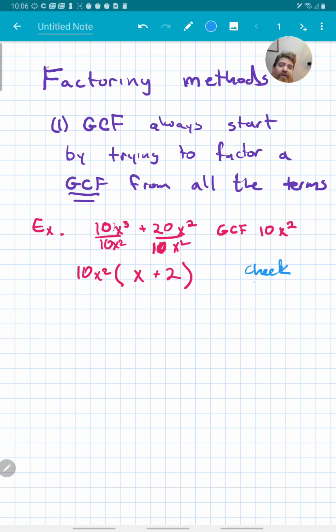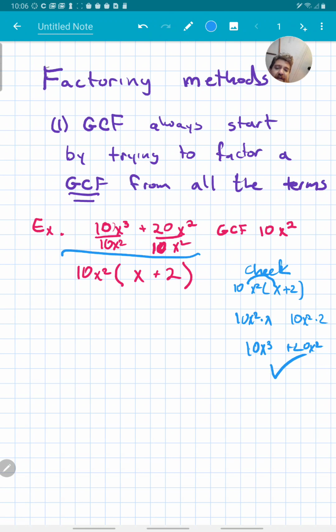Now to check, all we're going to do is distribute that 10x squared into both the terms. So we're going to multiply everything back out. That's the opposite of factoring. So 10x squared times x, and then 10x squared times 2. What do those work out to be? Well, 10x squared times x is just 10x cubed. 10x squared times 2 is just 20x squared, which matches with the original problem. So that means we factored correctly. That means that has to be the answer.